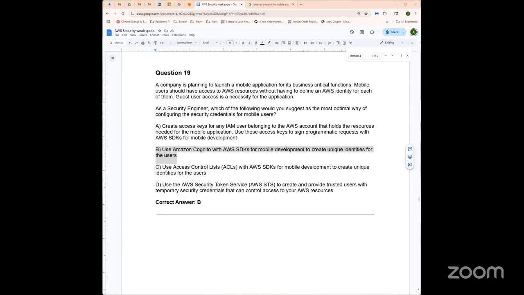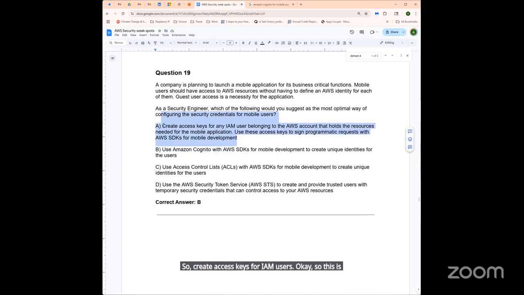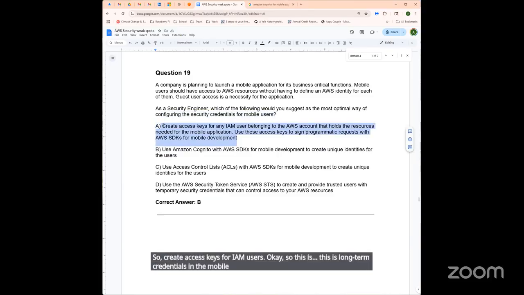All right. So let's continue. Why are the other ones incorrect? Okay. So create access keys for IAM users. This is long-term credentials in the mobile application. So this is a major security vulnerability. AWS recommends temporary credentials from IAM roles, which Cognito does.